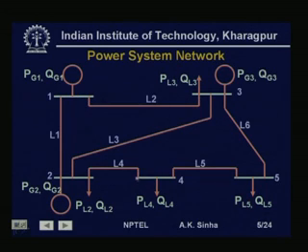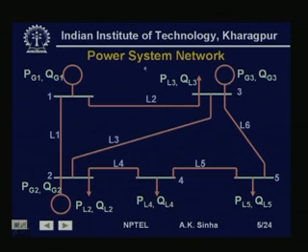Similarly, we have other bus bars, bus bar 4 and bus bar 5. Here we find bus bar 4 only has loads PL4 and QL4, that is, the real power load PL4 and reactive power load QL4. Bus 5 similarly has only load, real power PL5 and QL5.